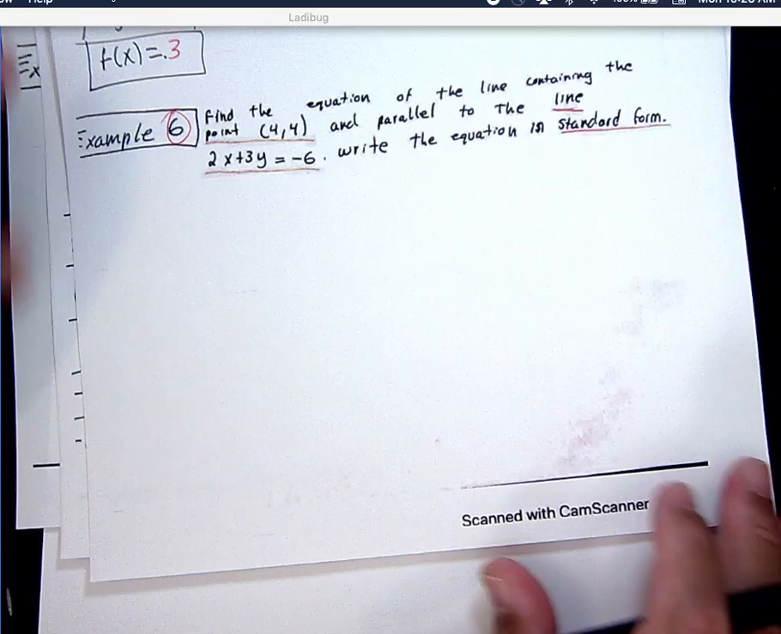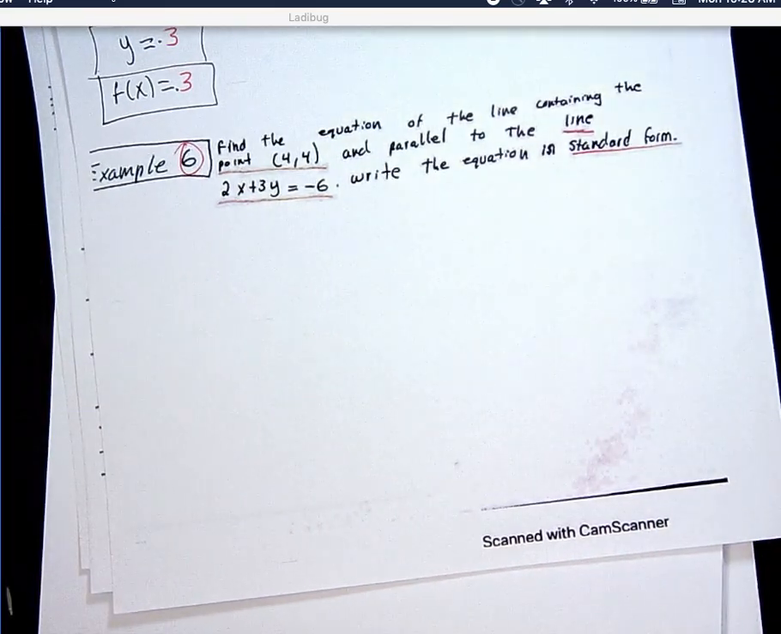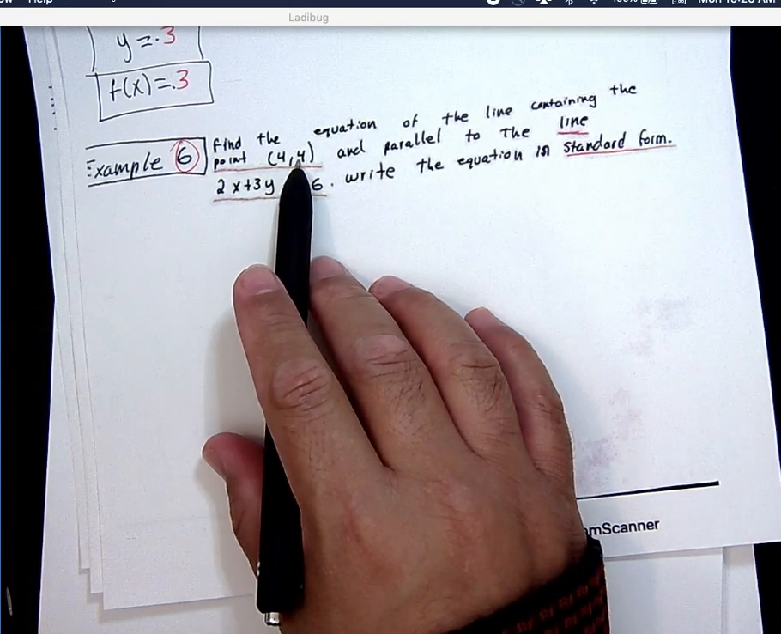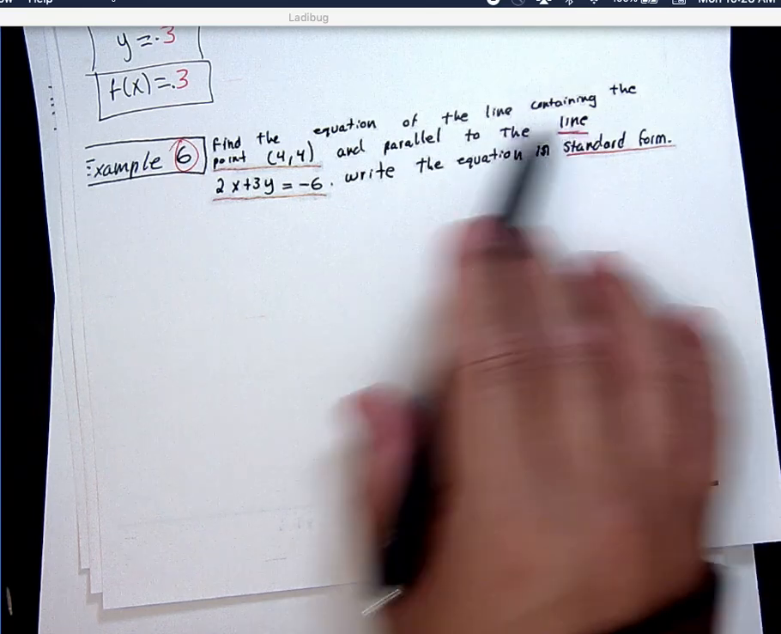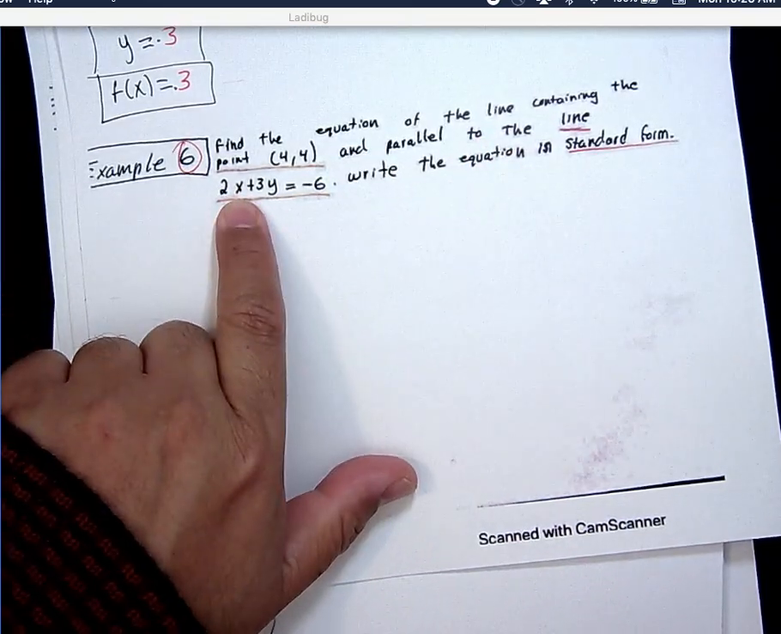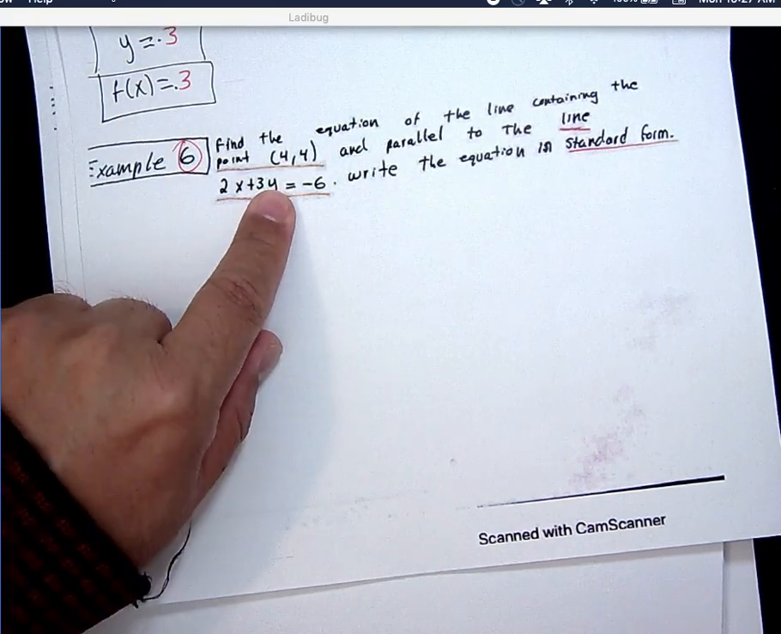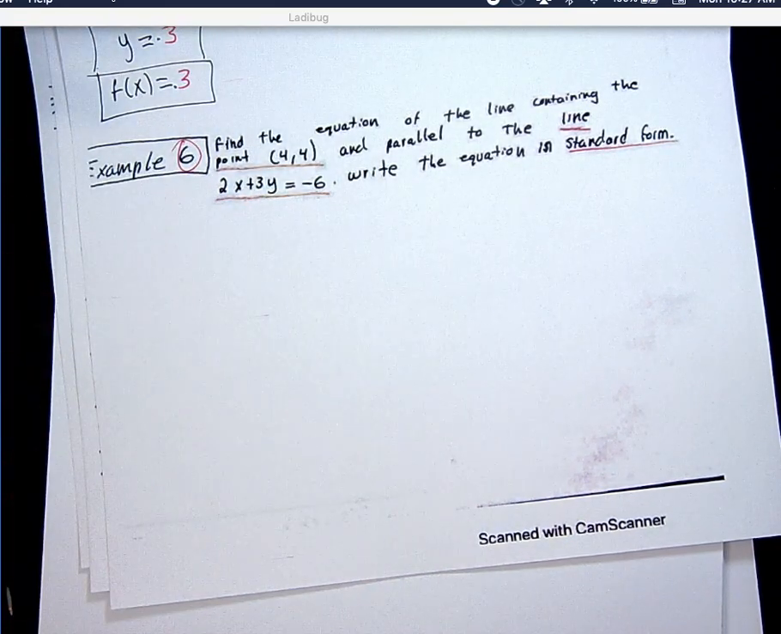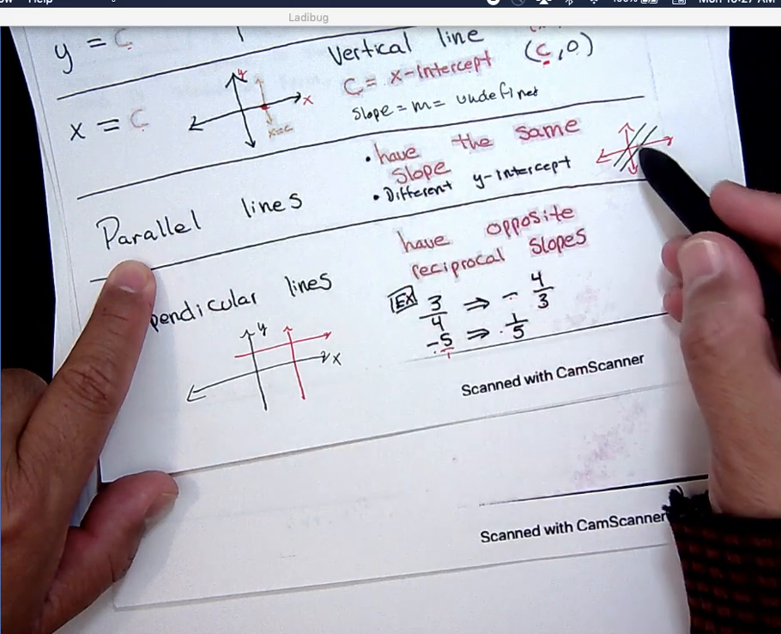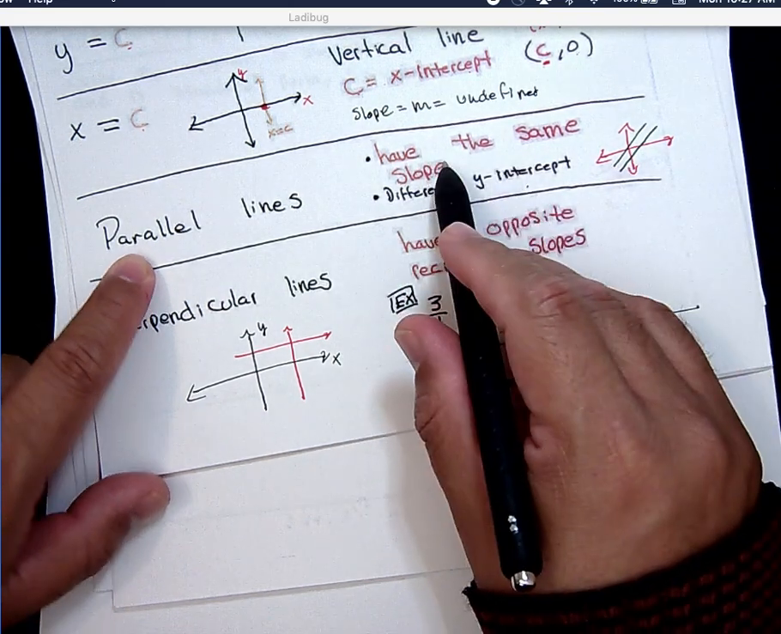Okay, number 6. So number 6 is asking you to find the equation of the line containing the point, that's a point, and parallel to the line. So they want you to find an equation, and they're saying that line is parallel to this line. So this is a different equation. You still need to find the other one that's parallel to that. So remember, when lines are parallel, they have the same slope. Different y-intercepts, but we know they have the same slope.